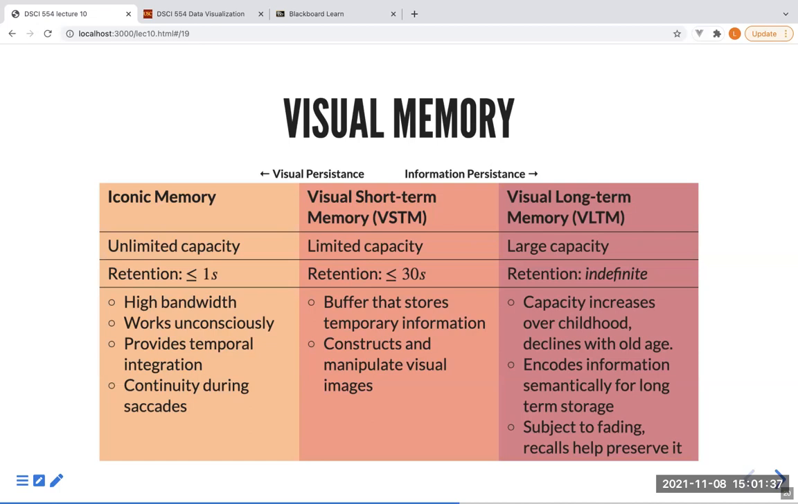So it's high bandwidth. That works unconsciously, meaning that you don't need to think about it. And what it does is that it provides temporal integration. What that means is that as you move your eyes around, you remember that the saccades are very fast. So the LGN is shutting down things in between.